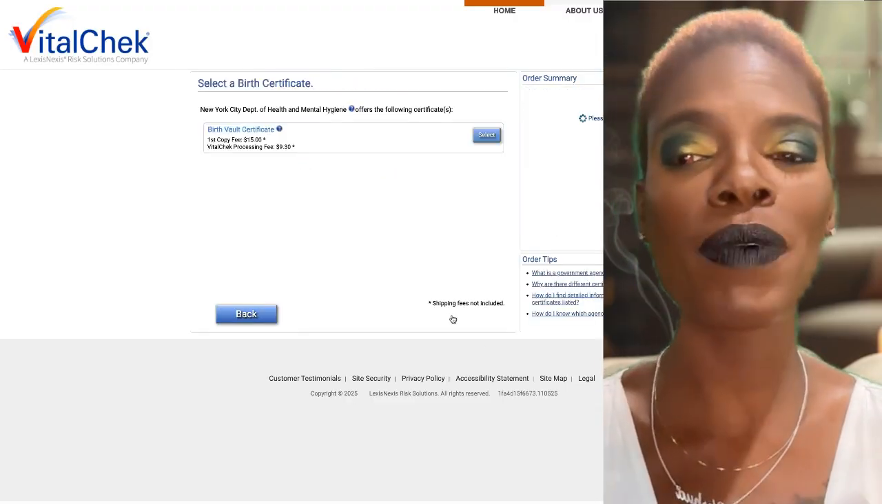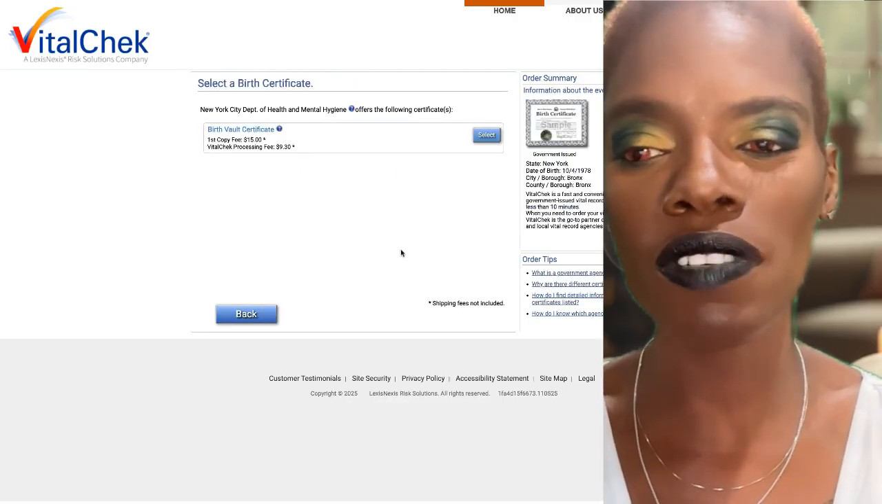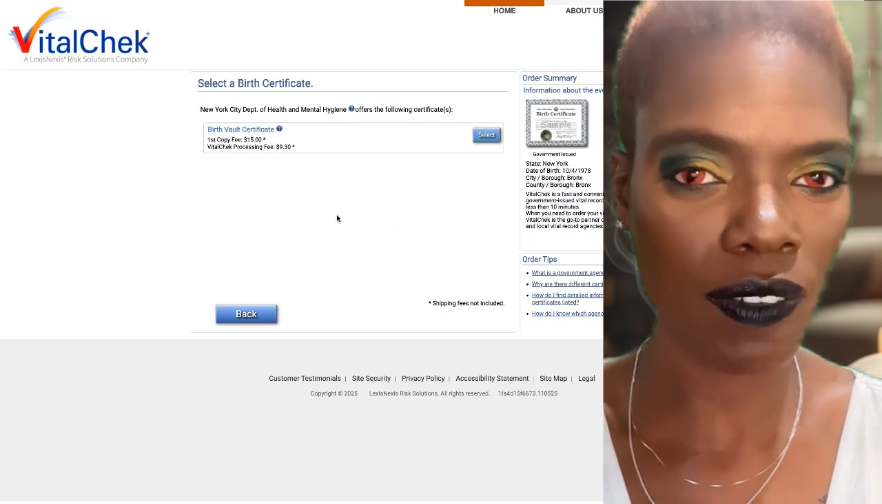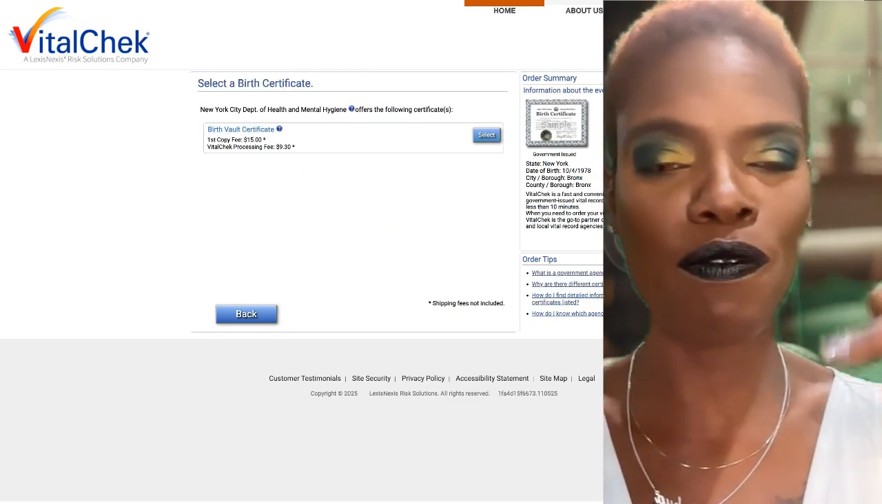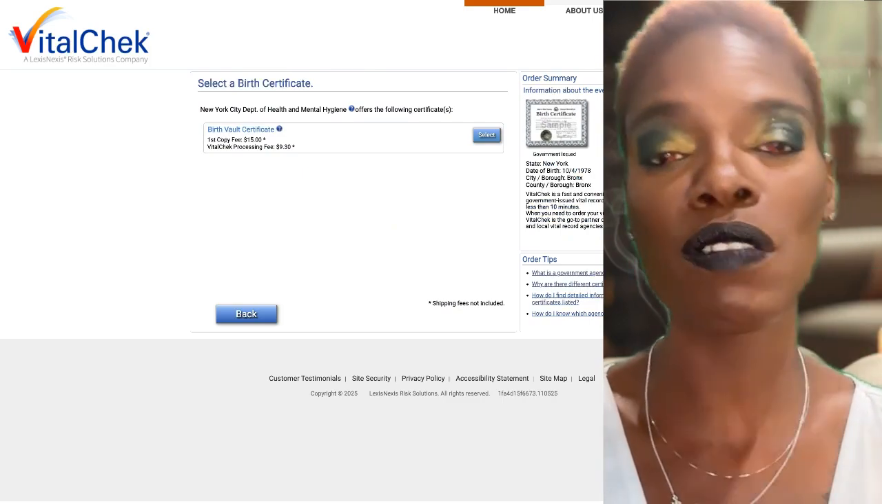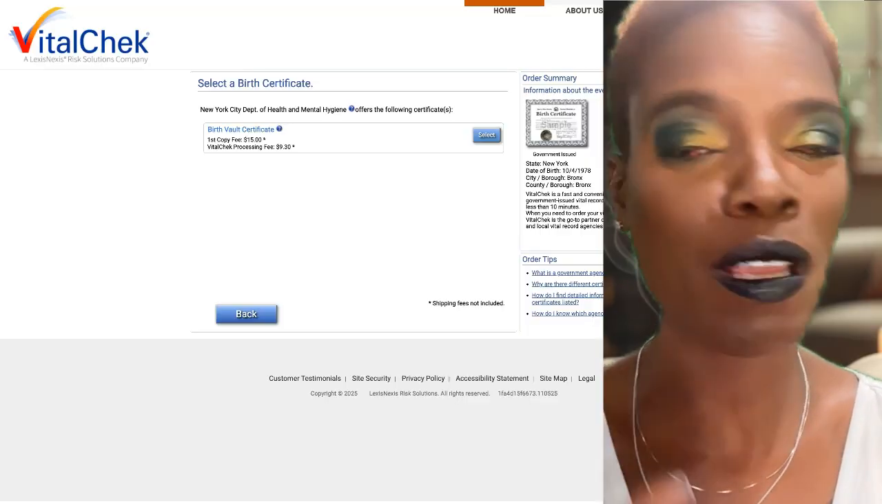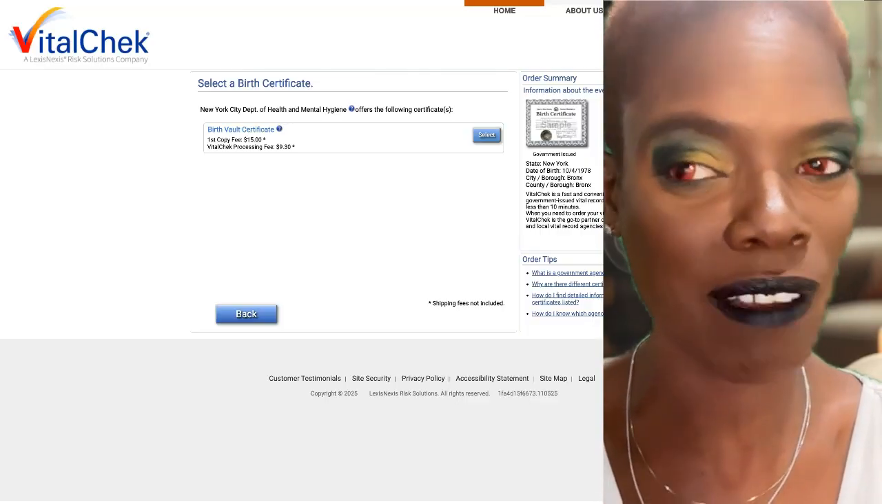Once we click that button, they're going to let you know you're going to receive a birth vault certificate that is considered the long form certificate. That is the form we need, not the short form that we've grown accustomed to seeing, okay?